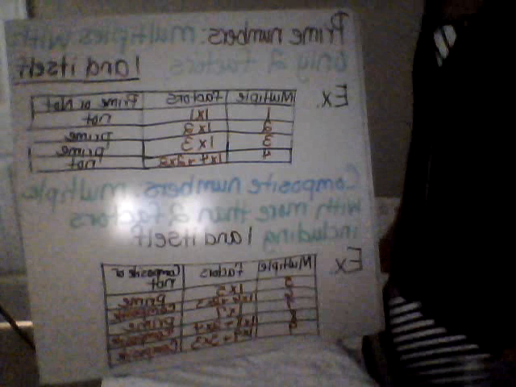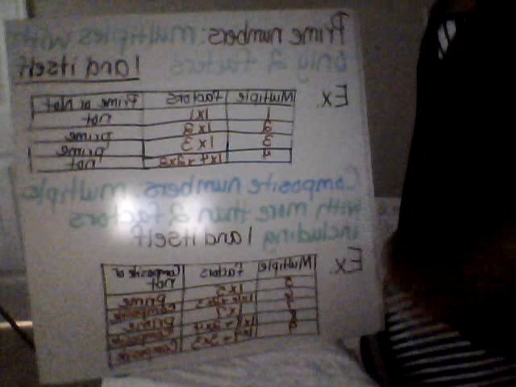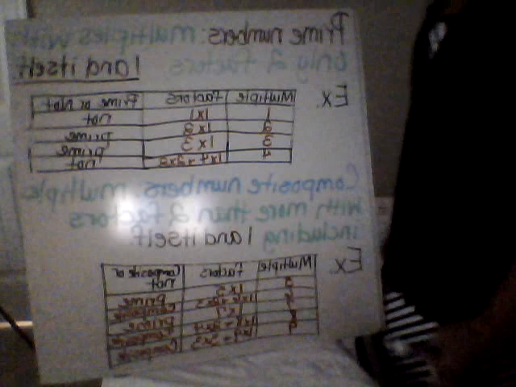Look at 9. 1 and 9 makes 9. 3 and 3 makes 9. So I can count the 1 as a factor, the 9 as a factor, and the 3 as a factor of 9. So 9 would be a composite number because, of course, 3 factors is larger than 2 factors. So more than 2 factors means that the number is composite.